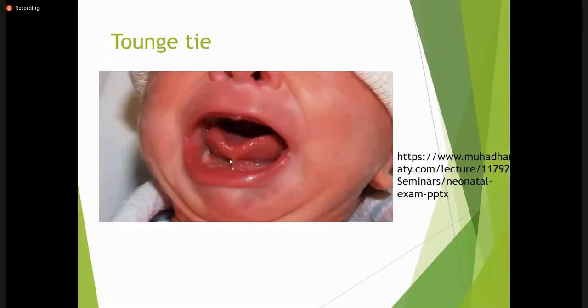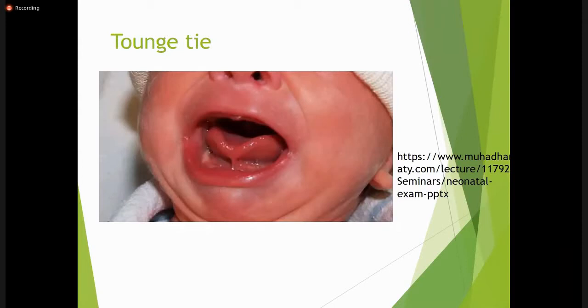And this is a picture showing tongue tie. You can see that the ventral surface of the tongue is tied to the floor of the mouth, and there is a skin tag attached here, and this will obstruct the protrusion of the tongue. The child is unable to protrude his tongue. So you have to identify it as early as possible and go for the intervention. The intervention is that you just have to cut this skin tag. It's a very simple daycare, outpatient procedure.